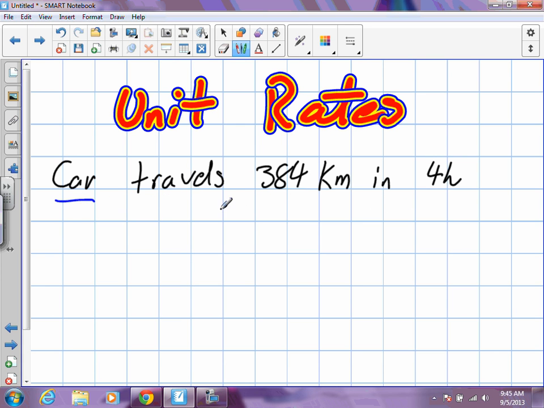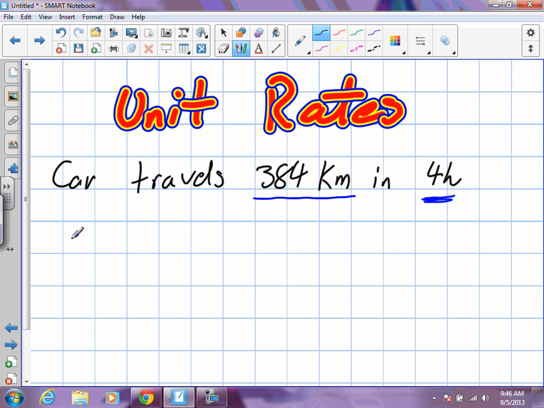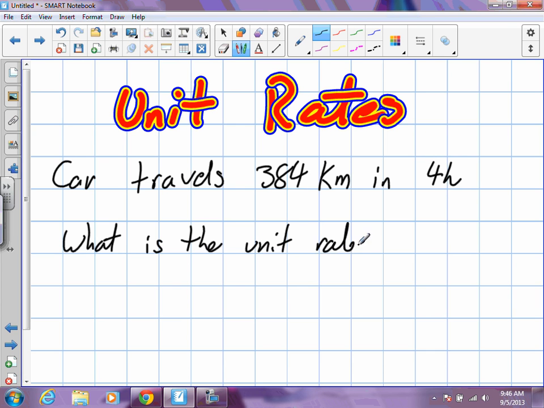So let's say we're traveling with a car, and this car has traveled 384 kilometers in 4 hours. Okay? A lot of times a question will ask you, what is the unit rate? But they should be a little more specific. And I'm going to expand on this because that's not specific. I can technically find 2 different unit rates here.